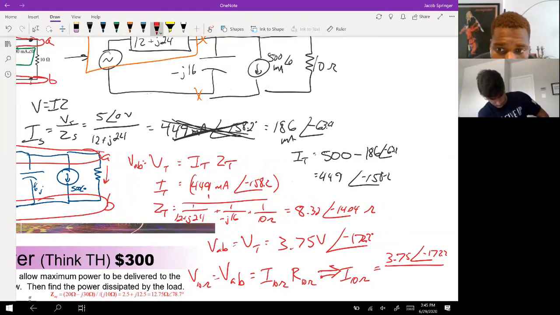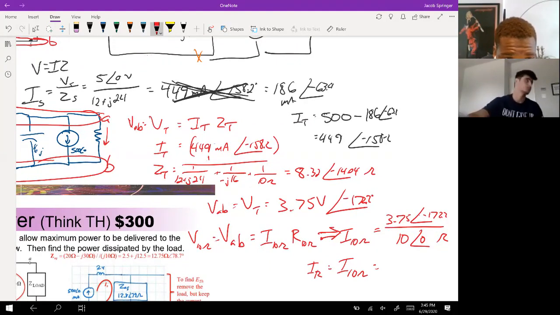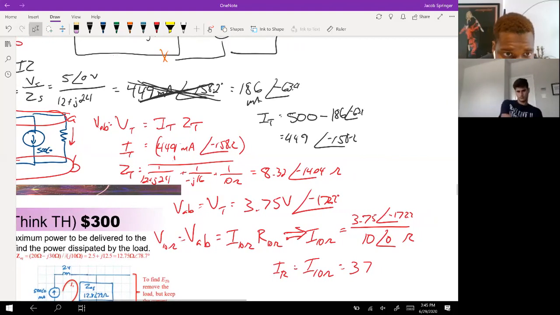172.2. V equals IR in this case, because it is IZ, but the Z is just a resistor whenever we're looking at the 10 ohm resistor. So if V equals IZ, then I equals V over Z, and I have 10, that's like saying angle 0. And so the I going through the 10 ohm resistor, which is what they called IR, is equal to 370, and this is rounding error now, 375 milliamps, angle negative 172.2.